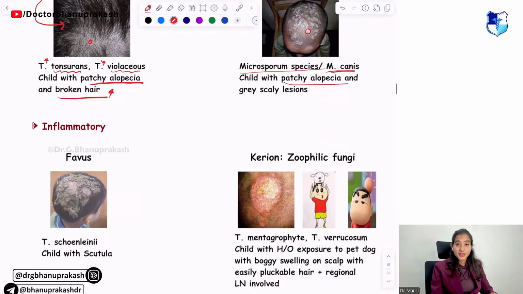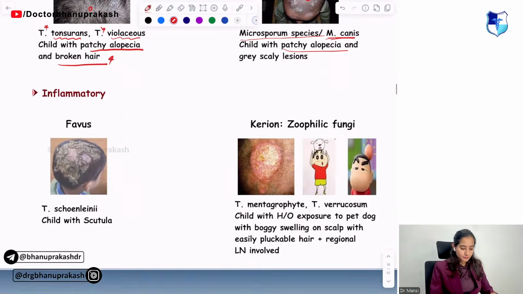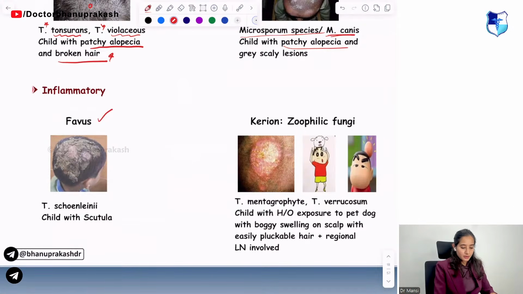Then we move to the next, the inflammatory type of tinea. It has the Favus variant. This crusting which you can see on this patient is called scutula. That is Trichophyton schoenleinii infection.